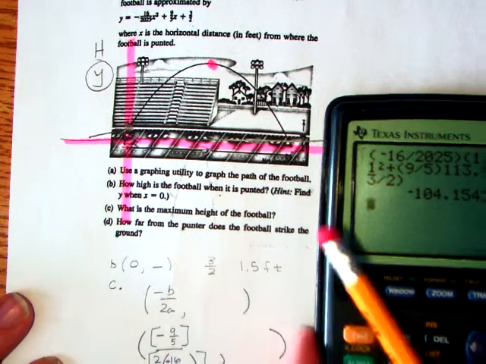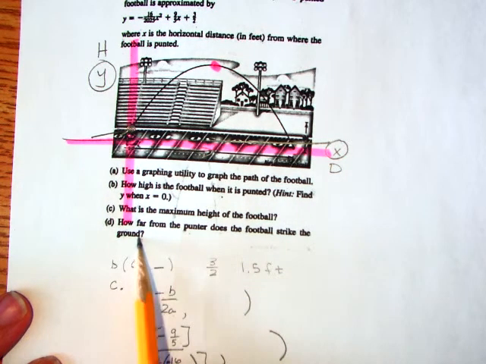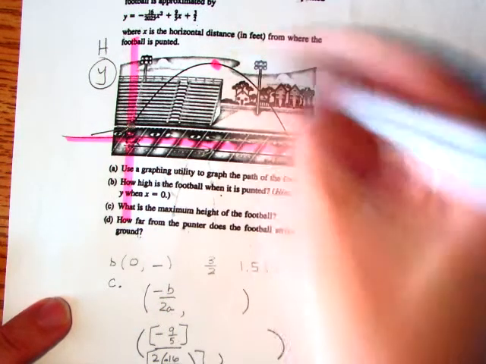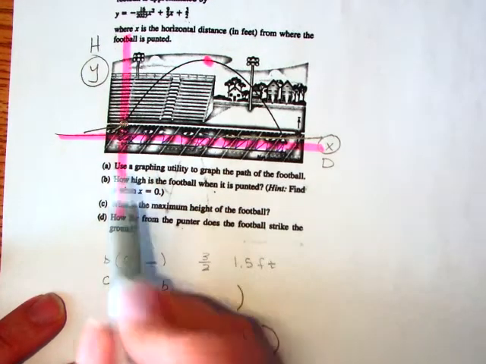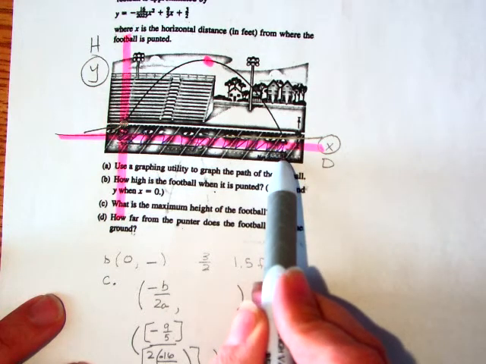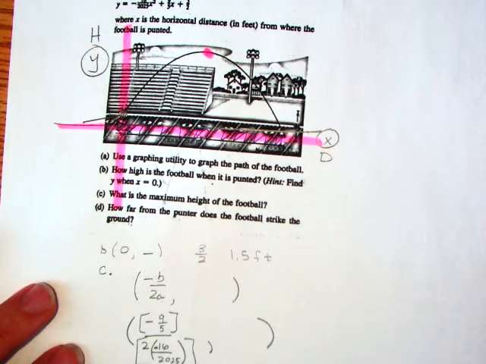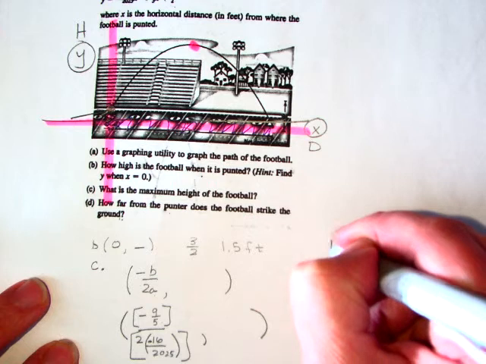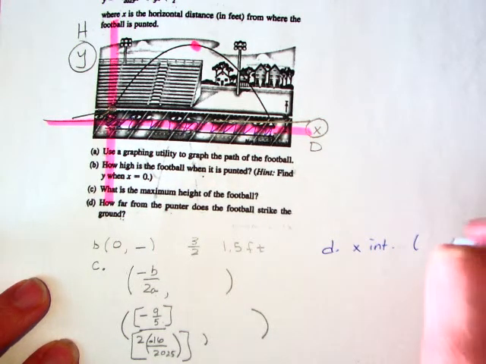The last question that you're asked is, how far from the punter does the ball strike the ground? So they want to know this distance that I'm writing in. From here, which is where the ball is kicked, all the way over to here where it then strikes the ground. By definition, this is an x-intercept. What do we know about all x-intercepts? So this is part D. X-intercepts have y equal to 0.